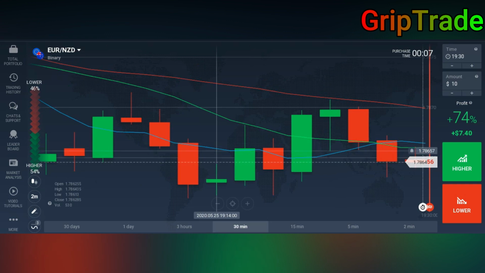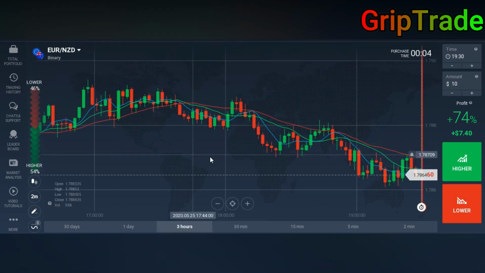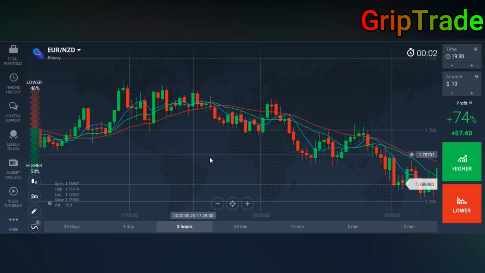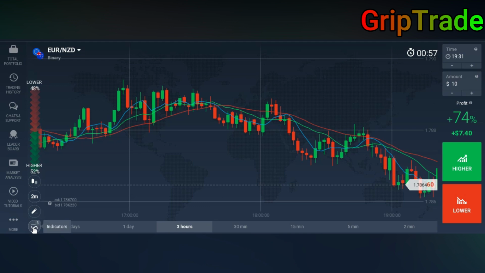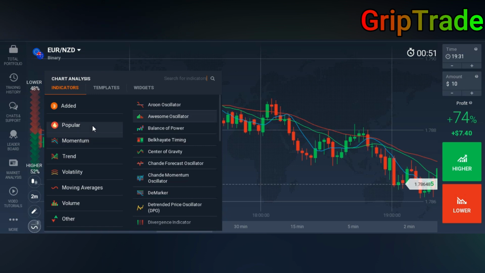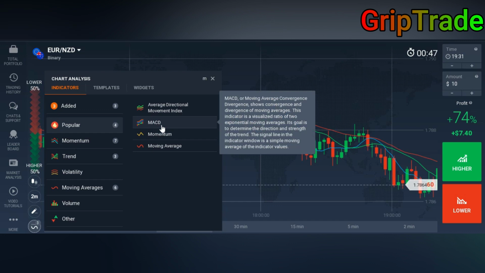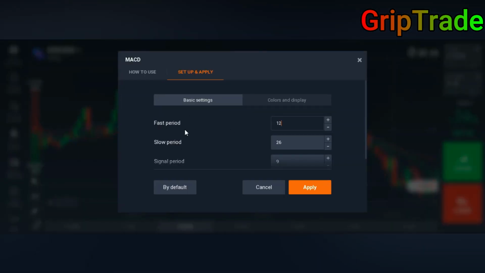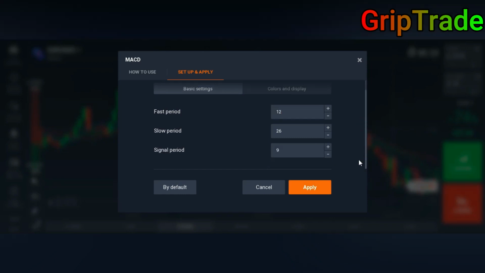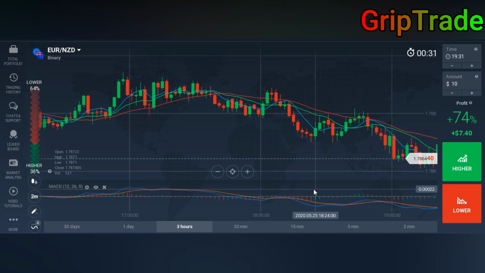Okay, so let me add another indicator for more confirmation. You can even trade without it, but it will add more confirmation. If your default settings are the same, fast period 12, slow period 26, signal period 9, then you are pretty good to go. Okay, and then I apply. So there you go.